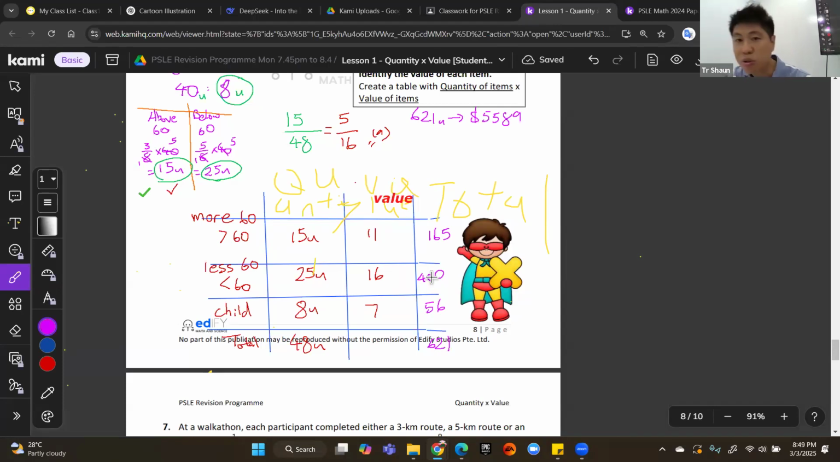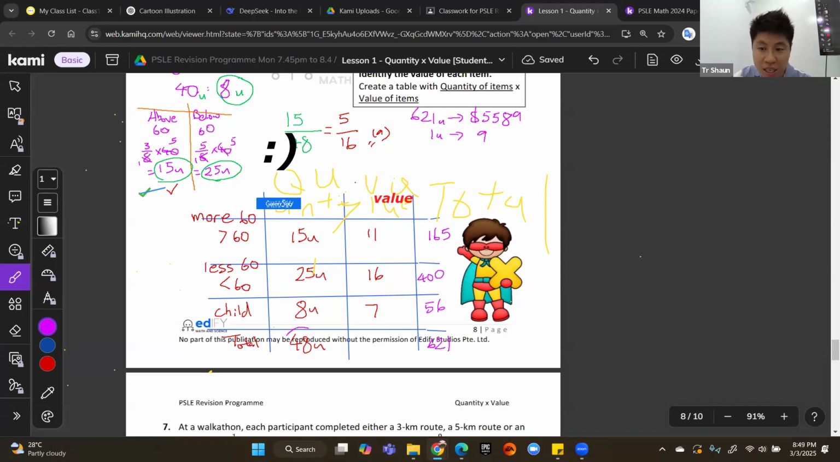5589 is able to divide by 621. Press your trusted calculator. Is 5589 able to divide by 621? Yeah, can. Then the answer is 9, right? Okay, can. So the answer is 9, and they want the total number of tickets sold.